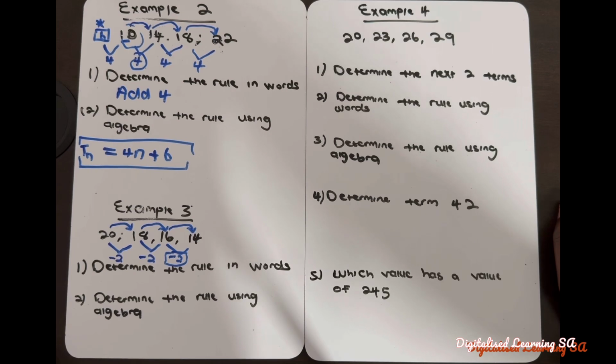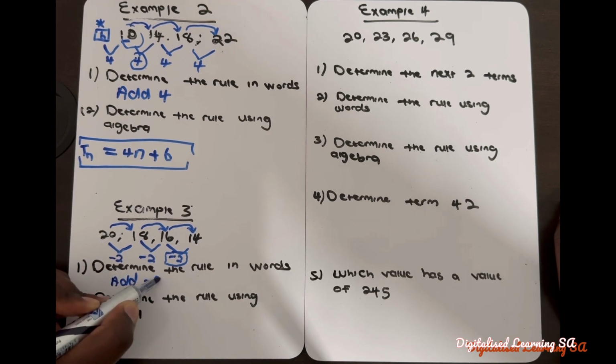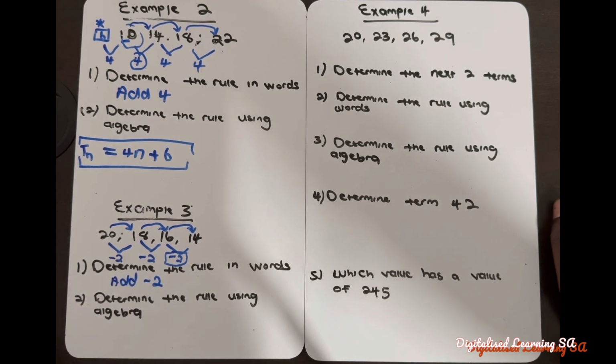And to answer the first question, which says determine the rule in words, we just say add -2. And to answer the second question, which says determine the rule using algebra, we still do the same as we did in example 1.